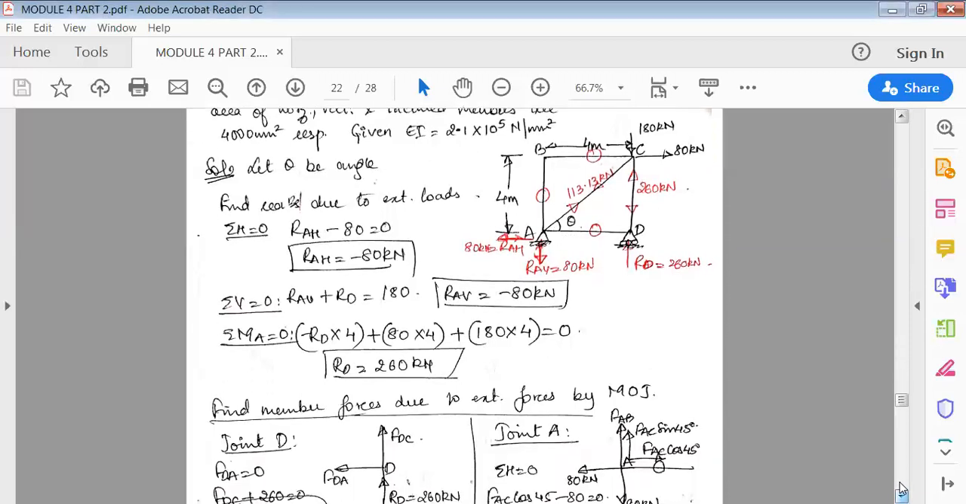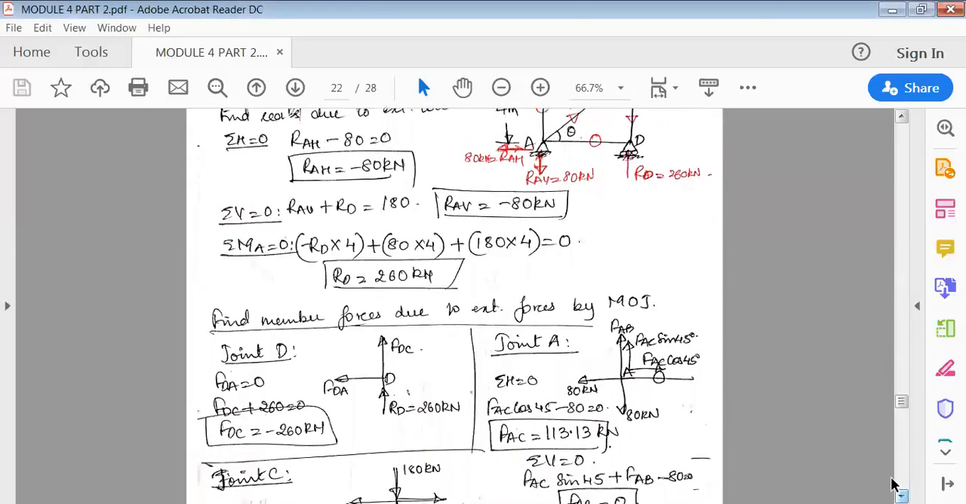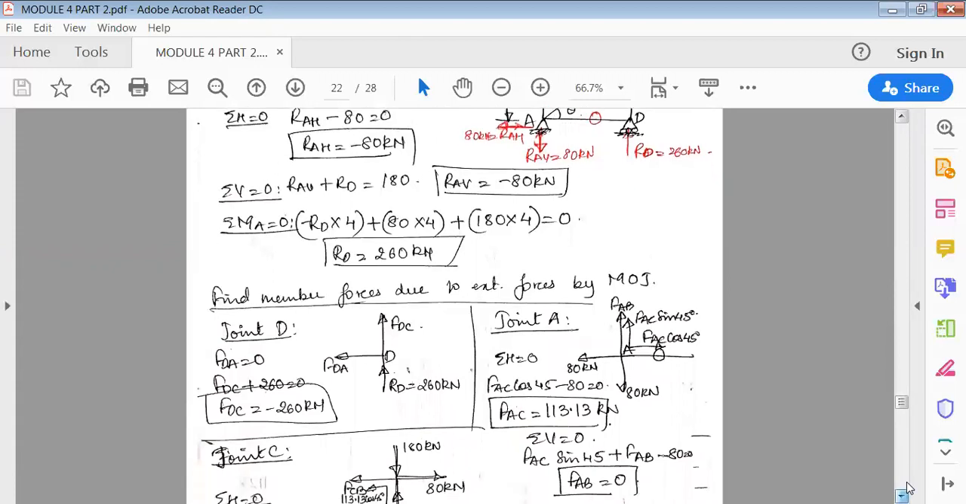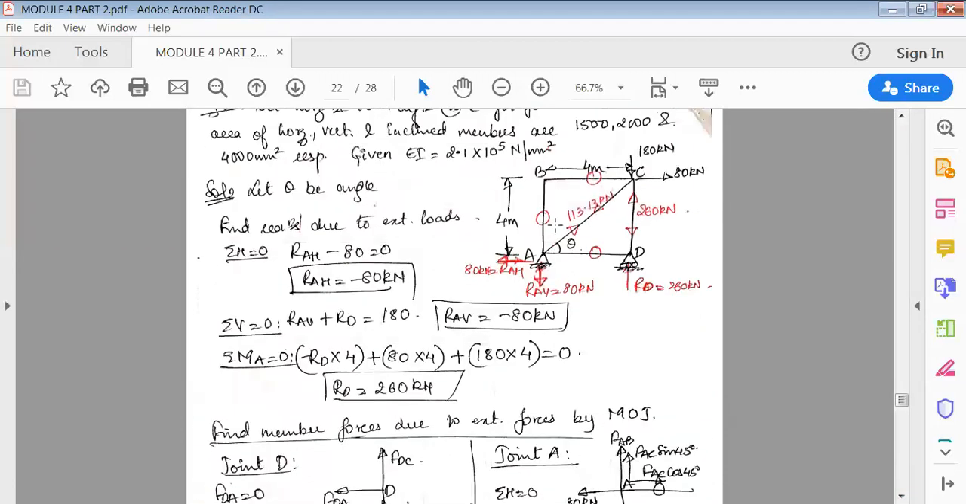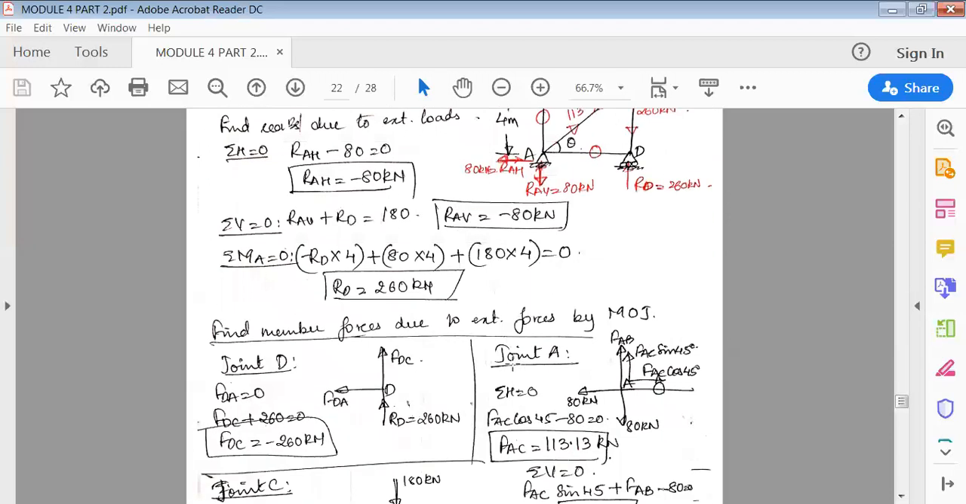Once you find out the reactions, next is to find the member forces due to the external forces. As we have done previously, using the method of joints, we'll find the forces in each member of the truss. So we'll use the method of joints to find the forces due to the external forces.